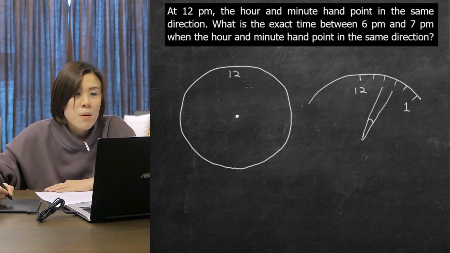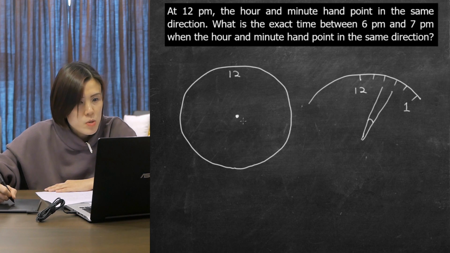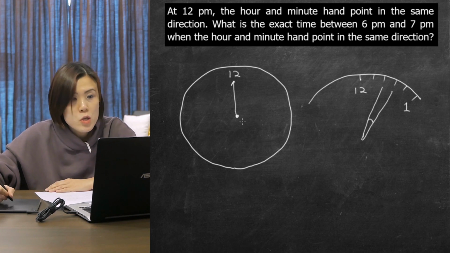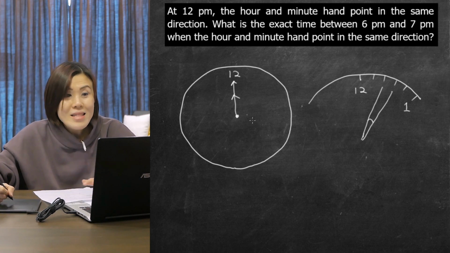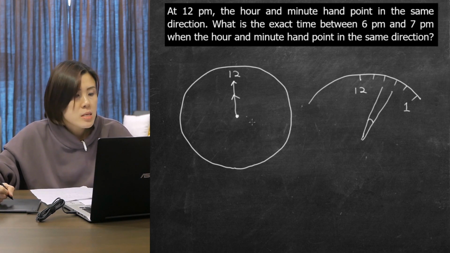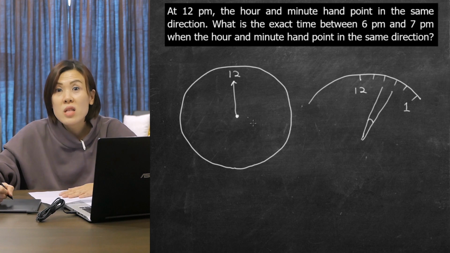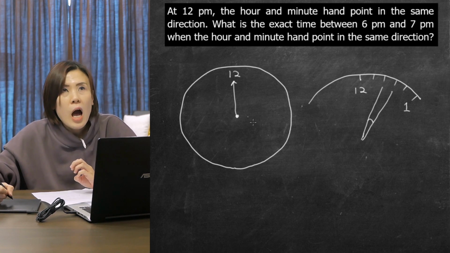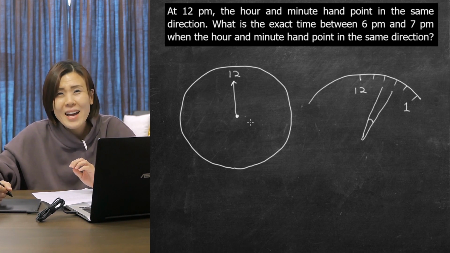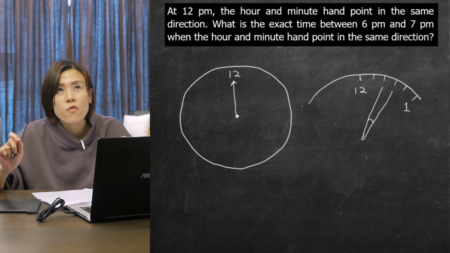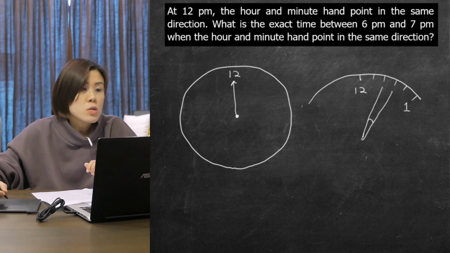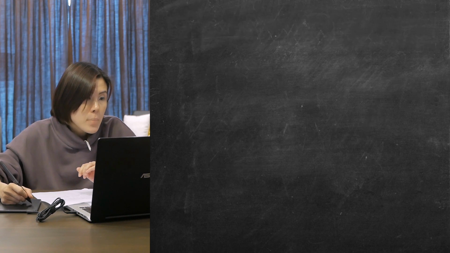So here's the question. At 12 p.m., the hour and minute hand point in the same direction, which means we have the minute hand pointing at 12, and the hour hand pointing at 12 as well. So what is the exact time between 6 p.m. and 7 p.m. when the hour and minute hand point in the same direction? In order to solve this question, I will need to use the idea of linear motion to find the catching up time. So let me show you this diagram.